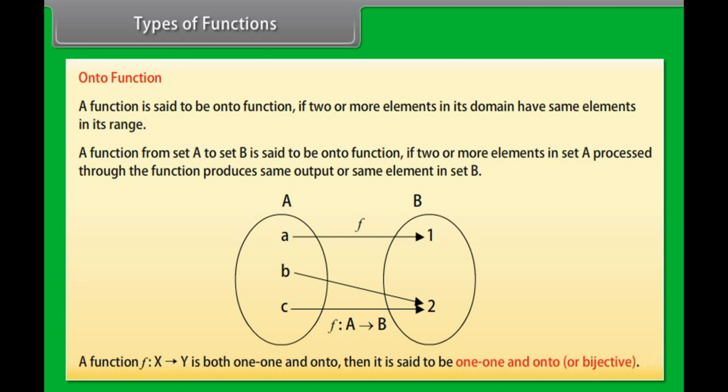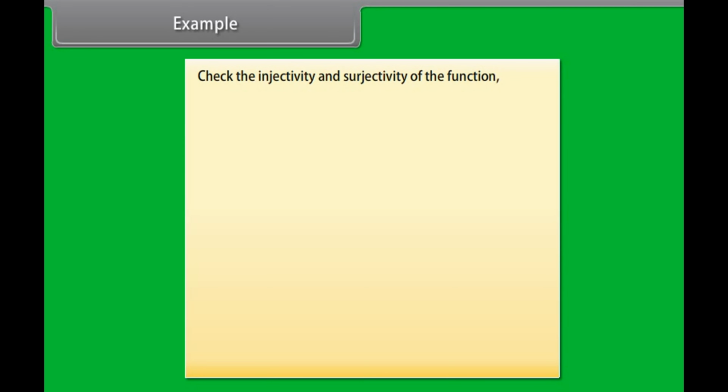A function f from X to Y is both 1-1 and onto, then it is said to be 1-1 and onto or bijective. Example. Check the injectivity and surjectivity of the function f from N to N given by f of x is equal to x square.